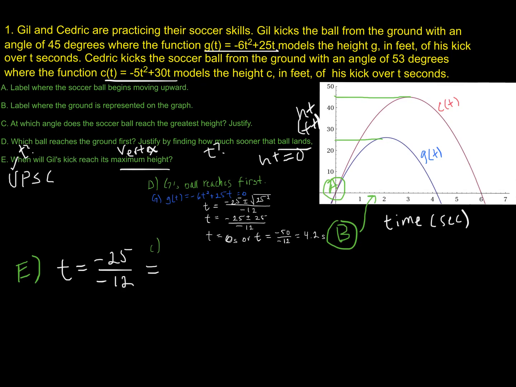and we'll get approximately, and so I can actually use this squiggly equal sign, which means approximately, 2.08 seconds. And this makes sense based on my graph, right? I'm checking that my answer makes sense. And so I can write this up now and say Gil's kick will reach its maximum height at 2.08 seconds. I know this because the vertex, which is the maximum point, occurs when t is equal to negative 25 over negative 12, which is approximately 2.08.